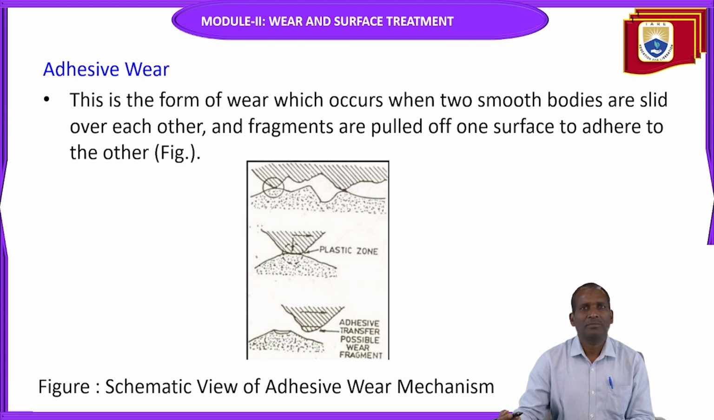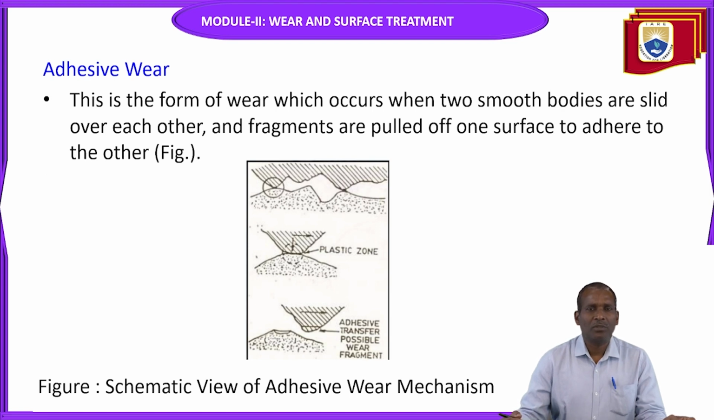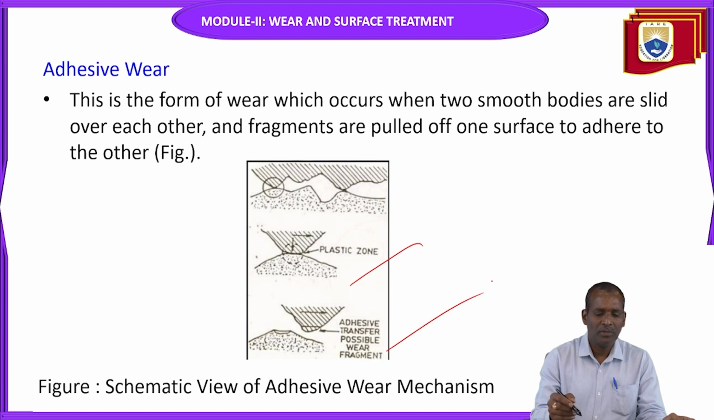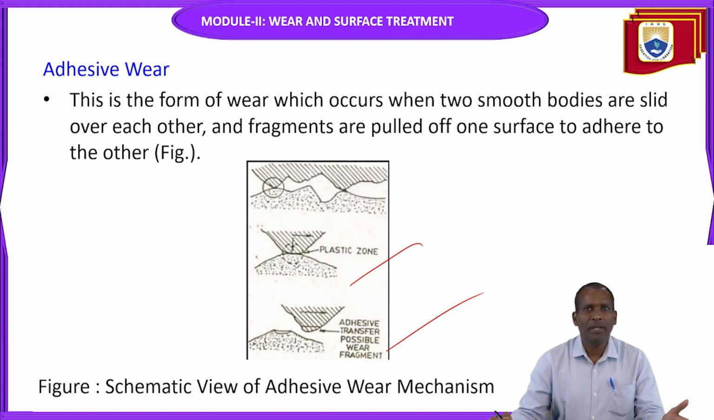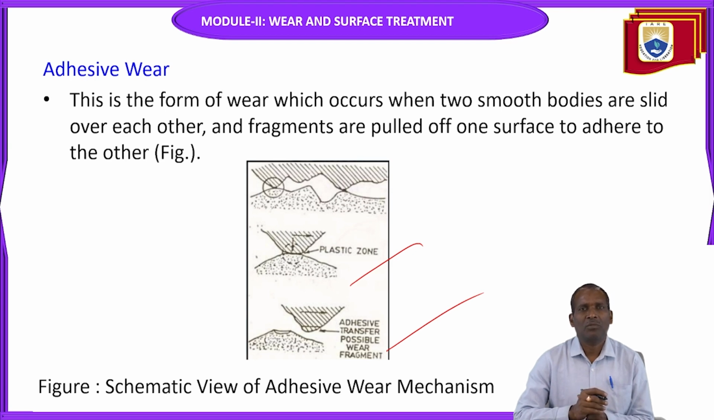Next one is adhesive wear. In this diagram, the view of the adhesive wear mechanism is shown. We show in this plastic zone, adhesive transfer is possible, the wear fragment. This is one type of wear which occurs when two smooth bodies slide over each other and fragments are pulled off one surface to adhere to the other. So whenever two smooth bodies slide over each other, some fragments are pulled off one surface to adhere to the other surface. Due to this phenomenon, adhesive wear occurs.